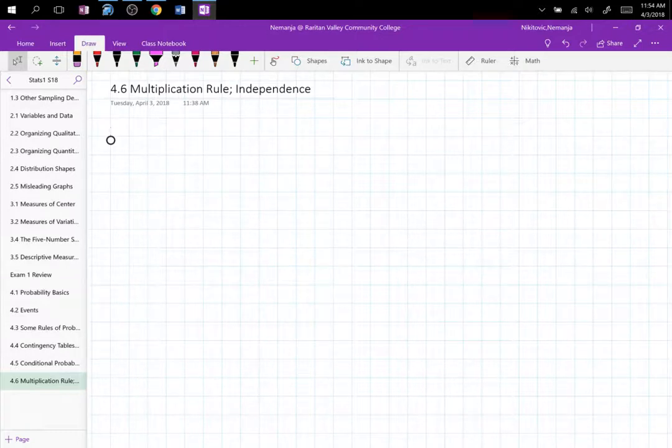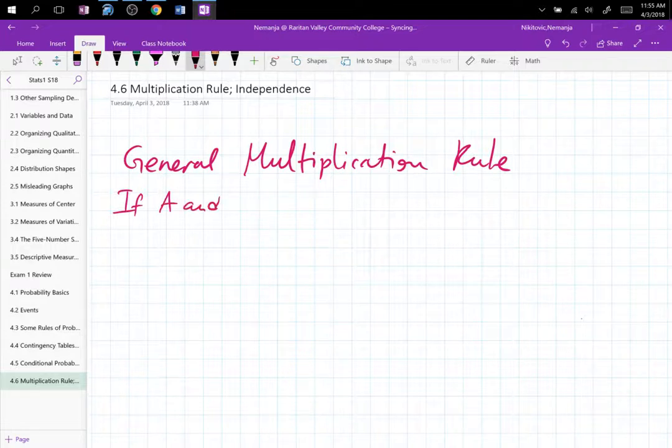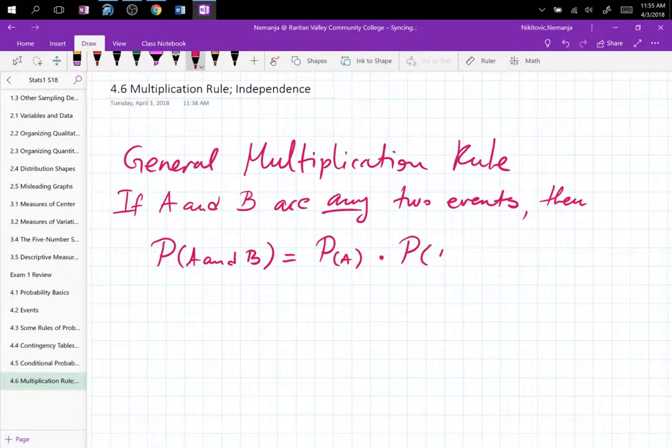Multiplication rule and independence. We are going to take a look at first the definition of the formula for the general multiplication rule. It says, if A and B are any two events, then the probability of A and B is given by the probability of A times the probability of B given A. This is just the formula we had before, flipped around.